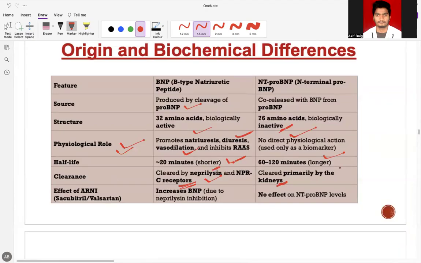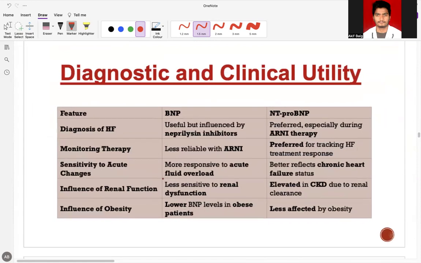Thus, ARNIs have no effect on NT-proBNP levels, whereas ARNIs increase the BNP levels. Coming to diagnostic and clinical utility, for the diagnosis of heart failure BNP is useful, but it is influenced by the neprilysin inhibitors. That is, if a patient is on ARNIs, you cannot use BNP as a marker. So especially in a patient who is on ARNI, NT-proBNP is preferred. For monitoring therapy, NT-proBNP is preferred.